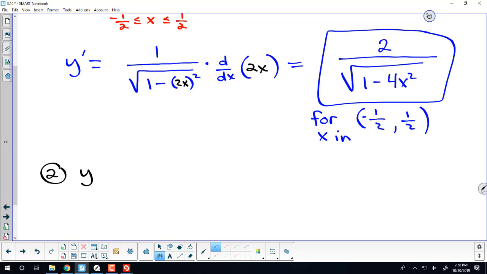So how about take a moment and compute the derivative for the inverse sine of the natural log of x.